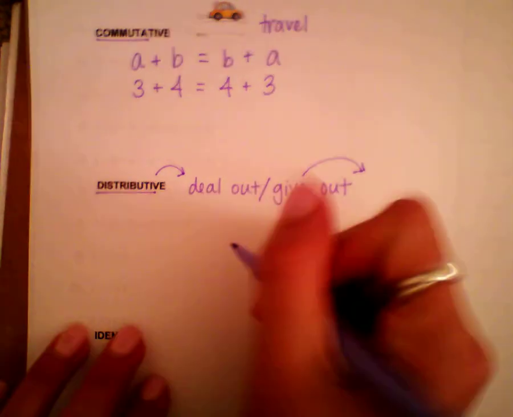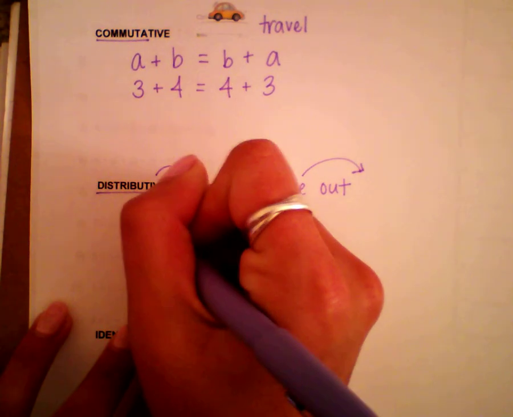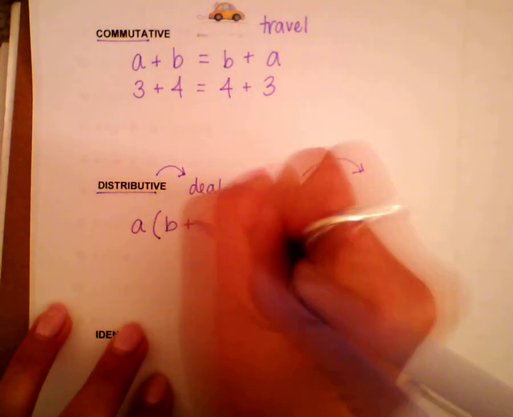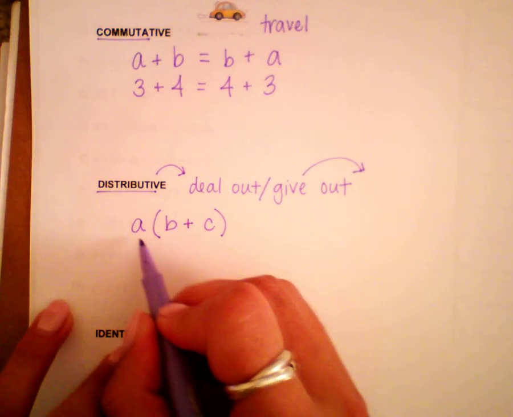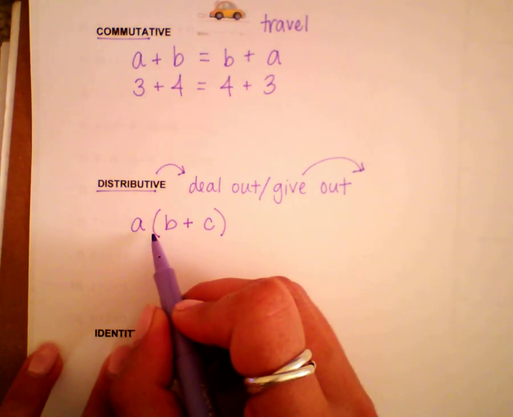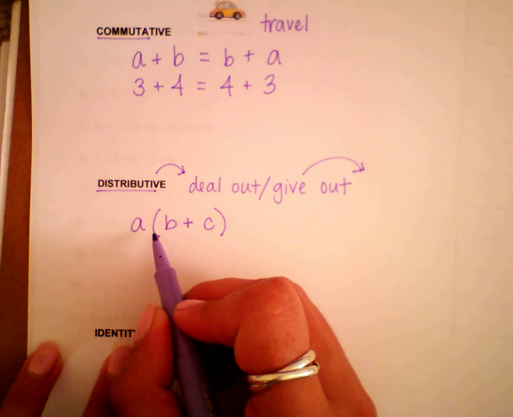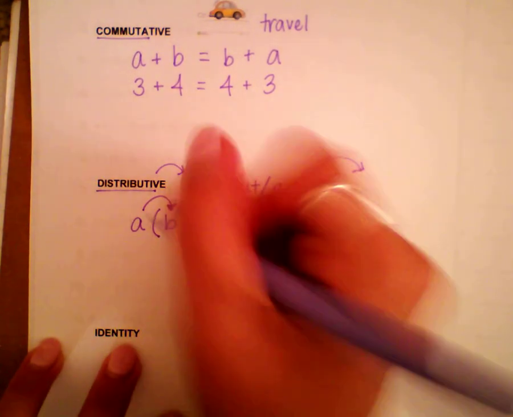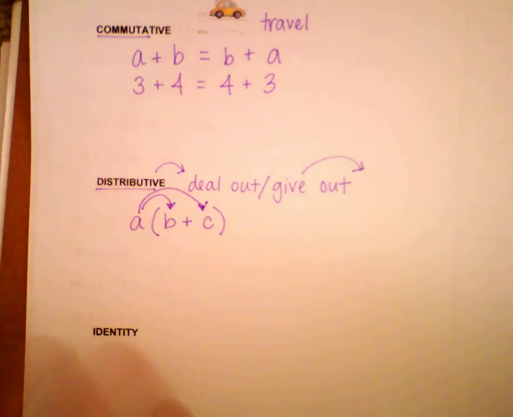So that's when we see something like this. I know that when a letter is touching parentheses, that means multiplication. So with distributive property, I can say A times B plus A times C is the same thing as what we see here.